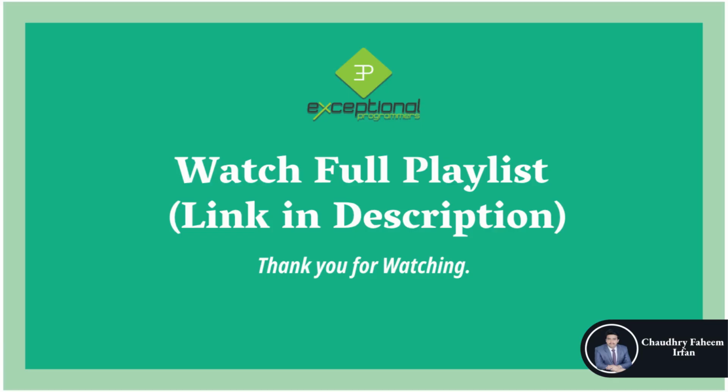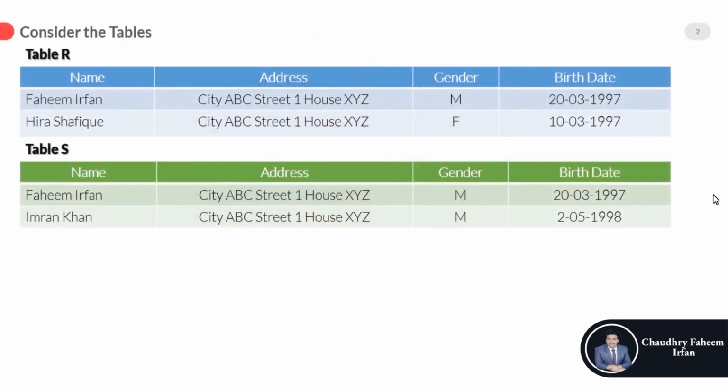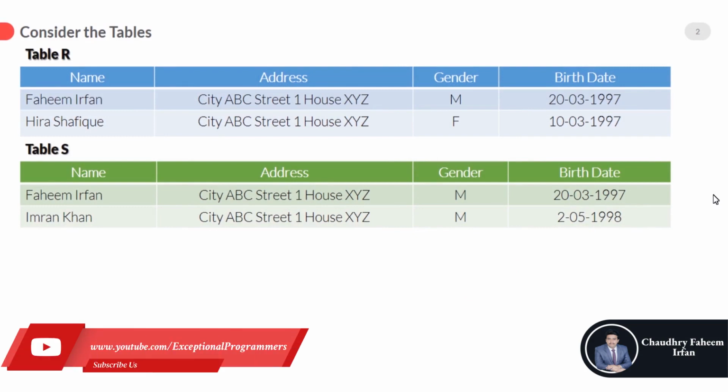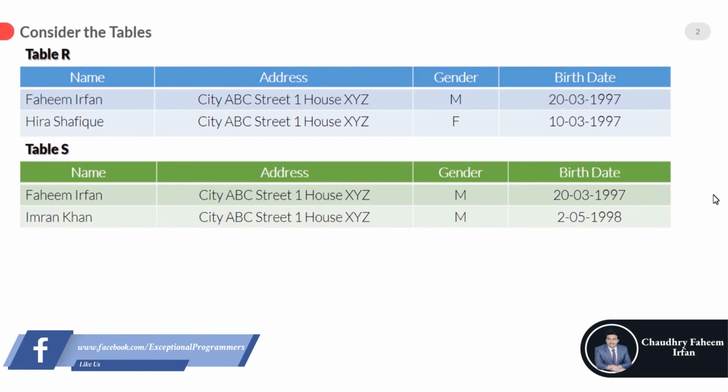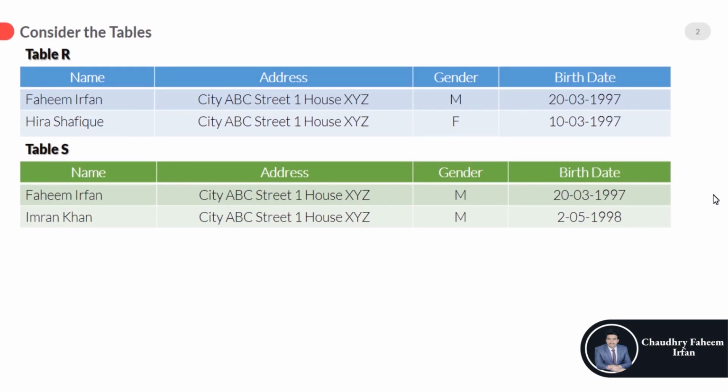Welcome to this lecture. In this lecture, we will go through an overview of unary and set operations. These are the two tables. By using these two tables, we are going to perform all the operations. The first table name is R and the second table name is S. I am going to explain unary operations and set operations by using these two tables.